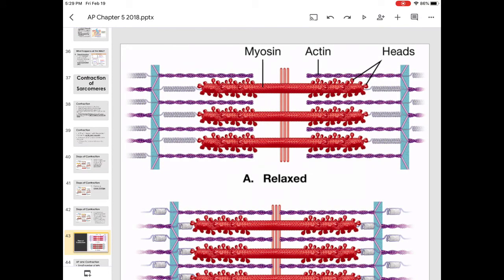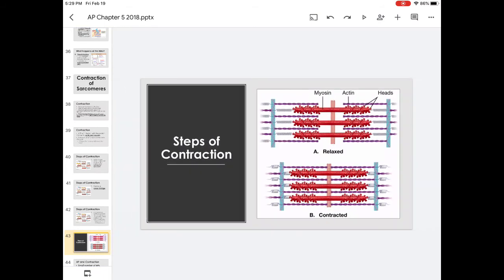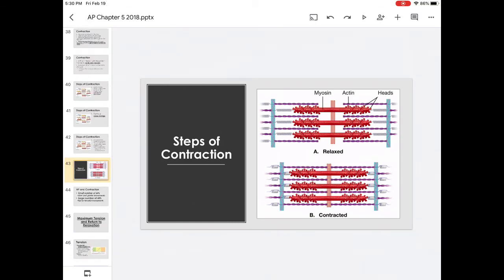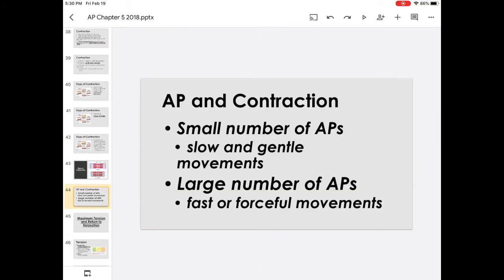So this is just a picture. You can see the myosin, the actin, you can see the heads, and then you can see the different parts that make up the sarcomere.